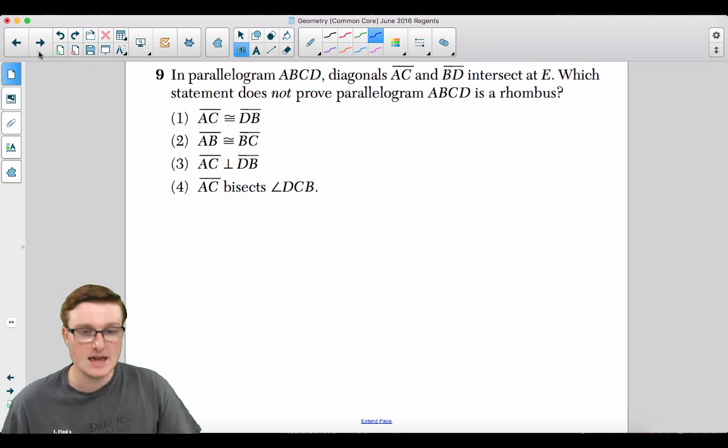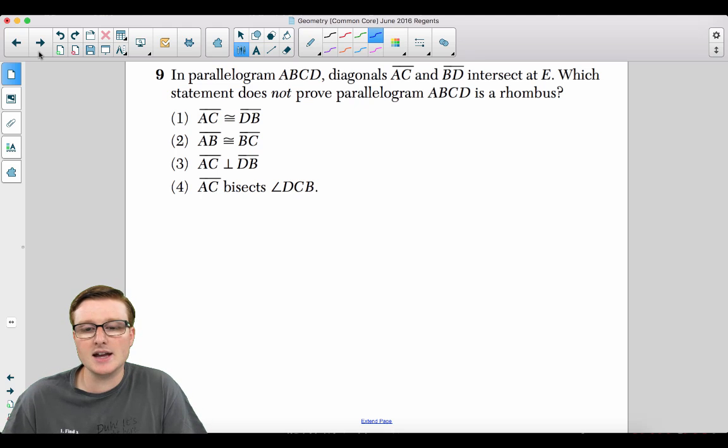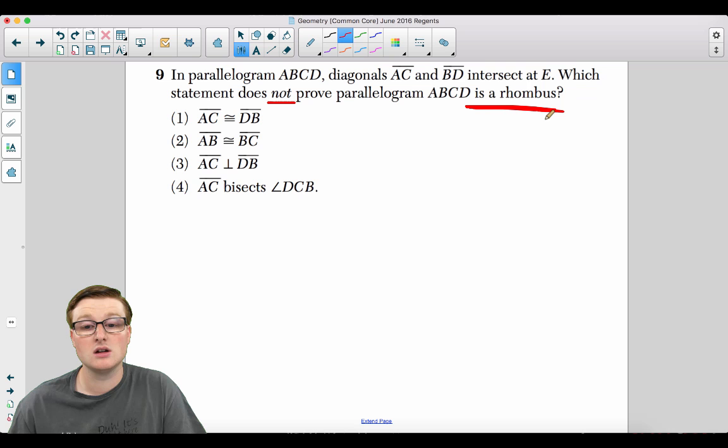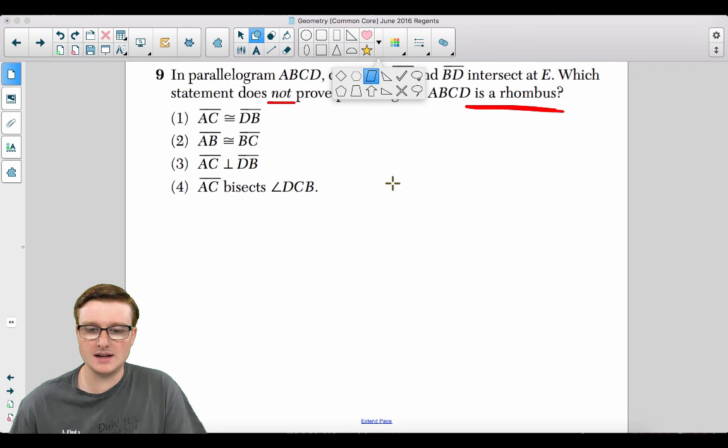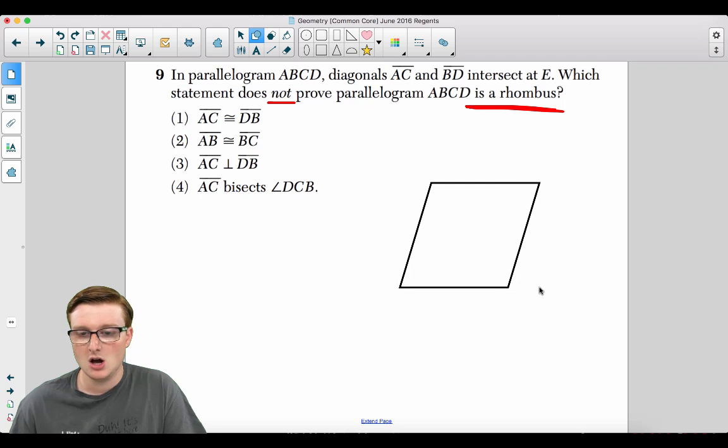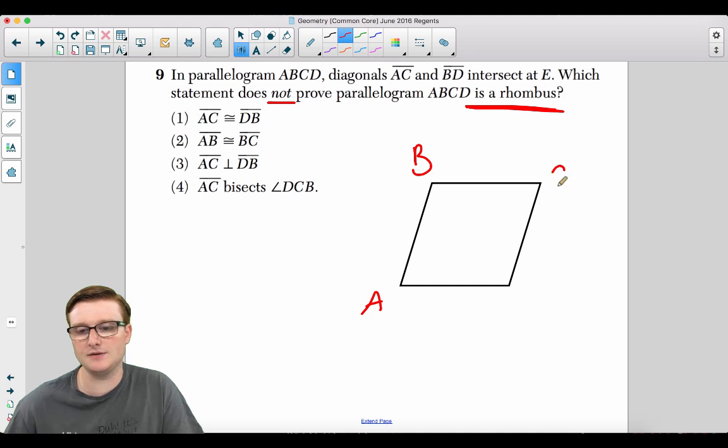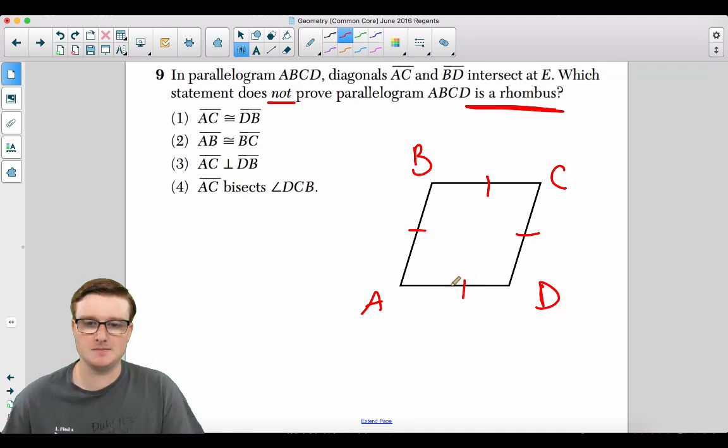All right, number 9. In parallelogram ABCD, diagonals AC and BD intersect at E. Which statement does not prove parallelogram ABCD is a rhombus? Okay, so we're looking for the property of the answer choices that does not prove a rhombus. So what I'm going to do is draw myself a picture of a rhombus. A rhombus has 4 congruent sides. So I'm going to label this as ABCD first. A rhombus has 4 congruent sides. Okay, that proves a rhombus.